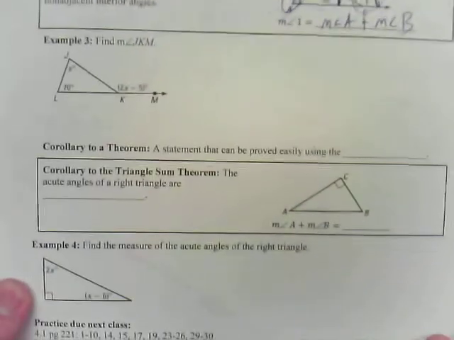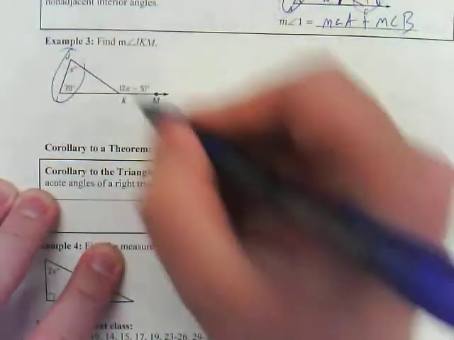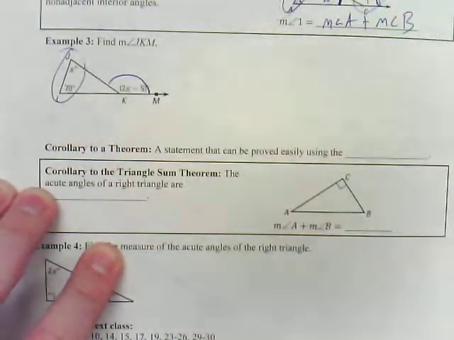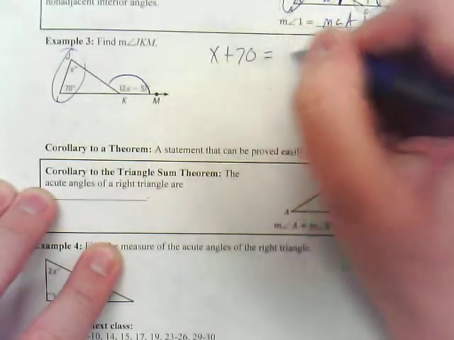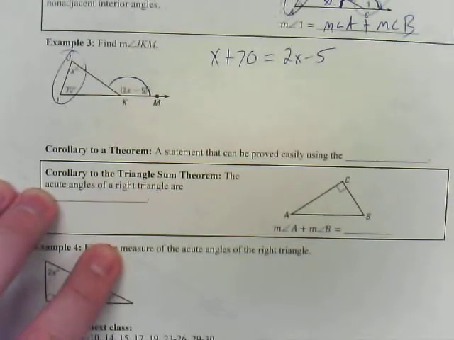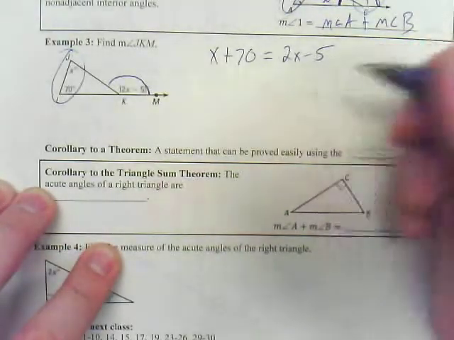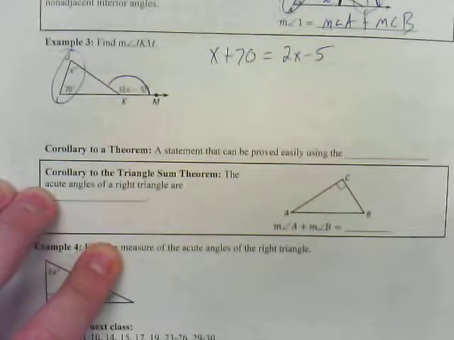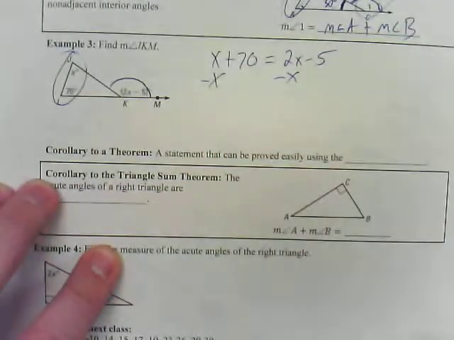Now let's use this fact in example 3. So I know that these two angles added together must be the same as this angle here. So if I take x plus 70, I can set that equal to 2x minus 5. And then I can solve for x. So we've got variables on both sides and numbers on both sides. So let's try to get everything with a variable maybe over to the right side. We could do that by subtracting x from both sides.